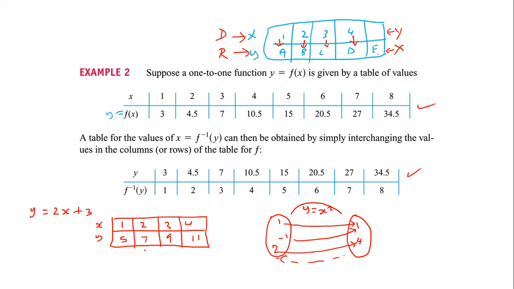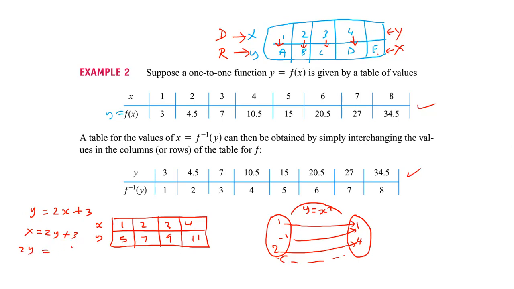So is this function 1-to-1? Yes, it is 1-to-1. Now I want the inverse of this function. All I need to do is change y to x and x to y. So y becomes x, right? And x becomes y, so 2y plus 3, right? Now let me put 2y on this side.